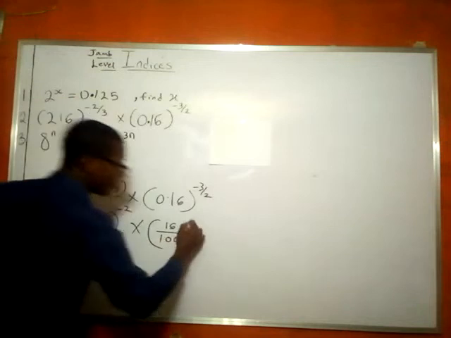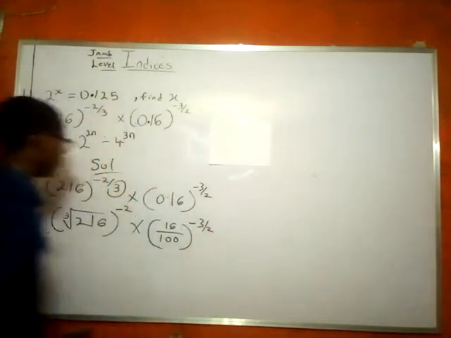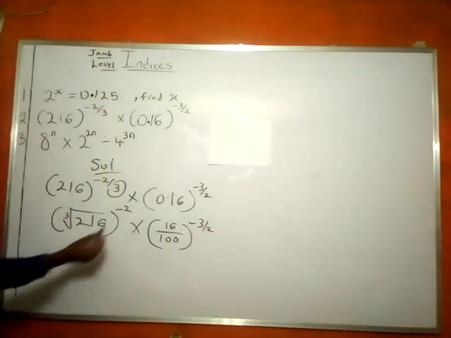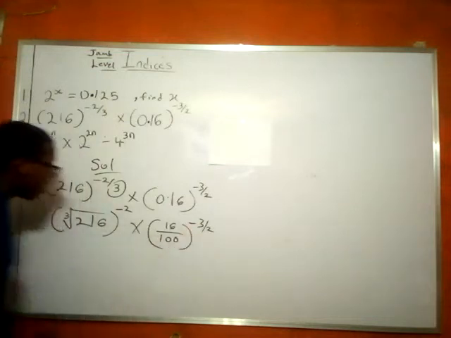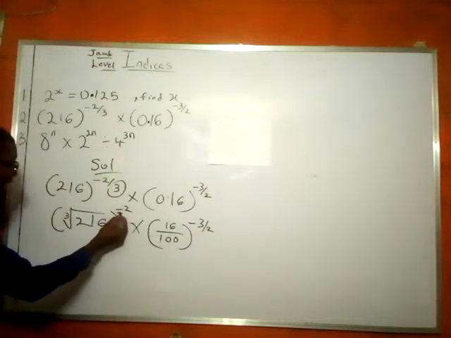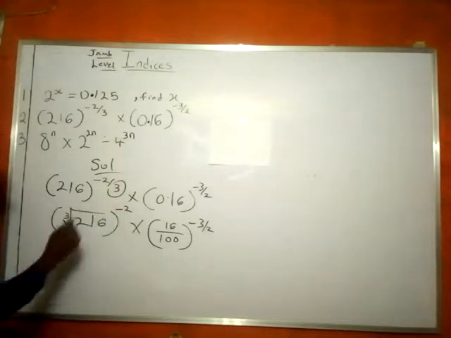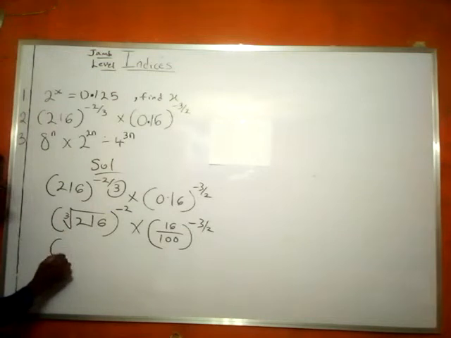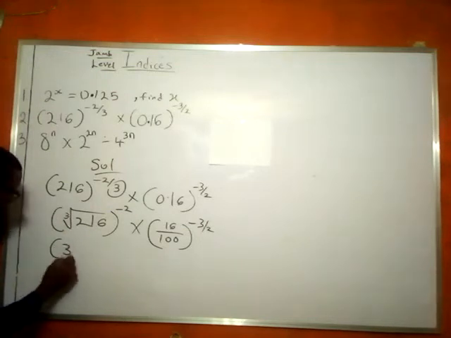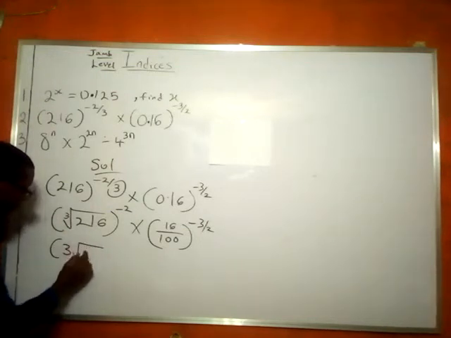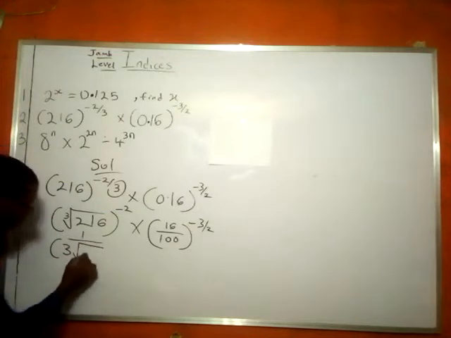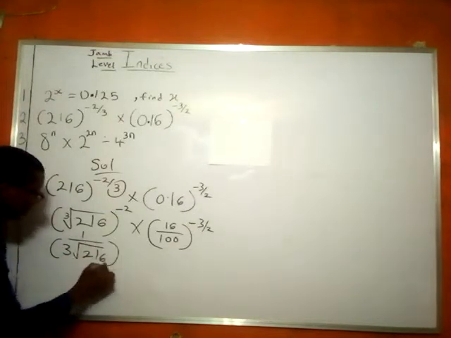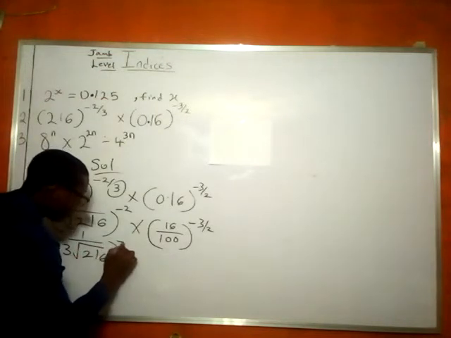Close bracket minus 3/2. Now, we have a minus here and we have a minus here. To remove this minus in this question, we are going to be dividing. That is, we are going to be using 1 divided by this. That will be open bracket cube root of 216 close bracket raised to power 2.